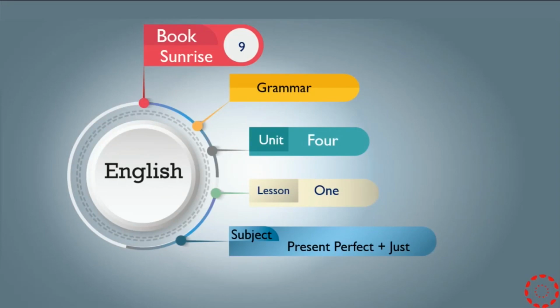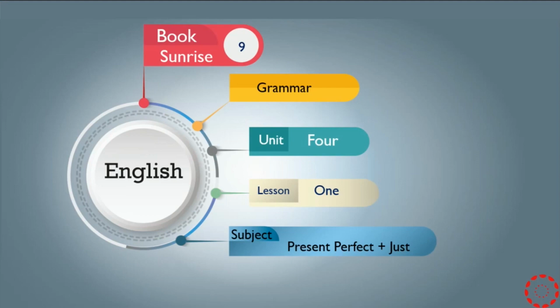First of all, what is present perfect? Present perfect is a tense used to express an action completed in the present. It means that something happened in the past and the action is still continual now. You can say it is used to express an action completed in the present.